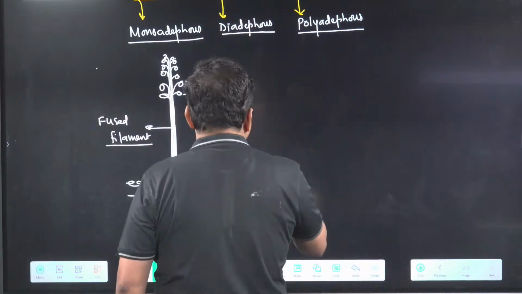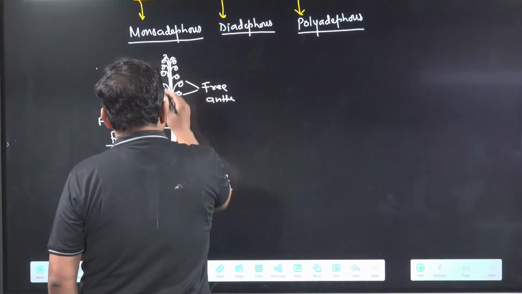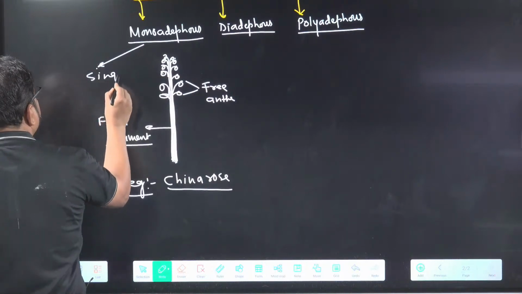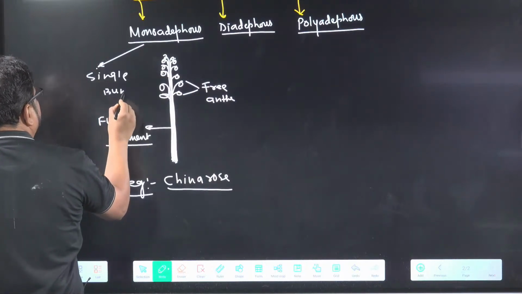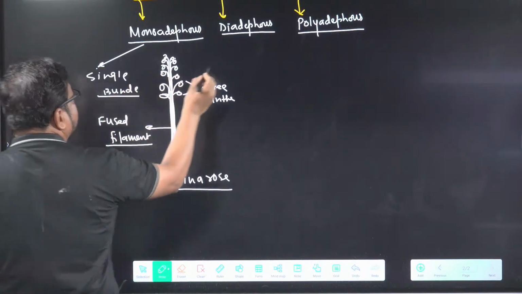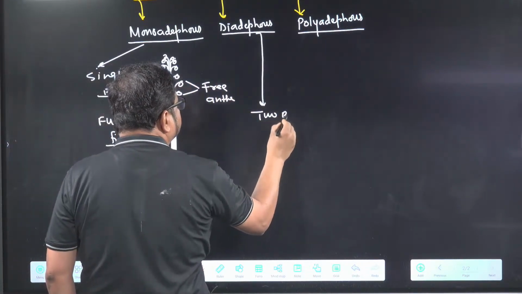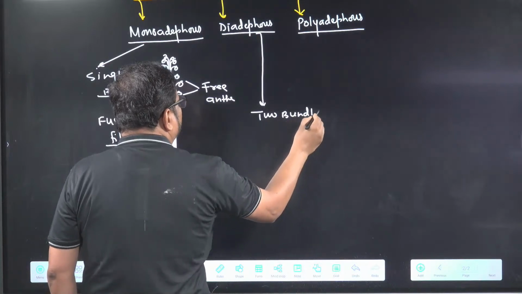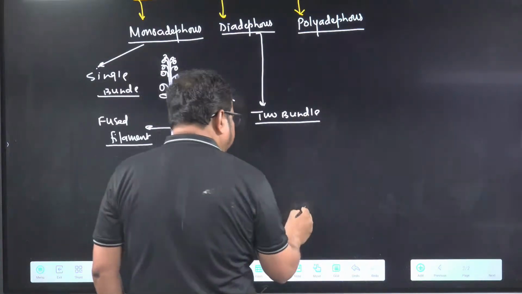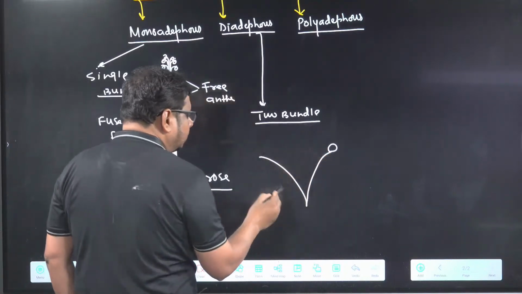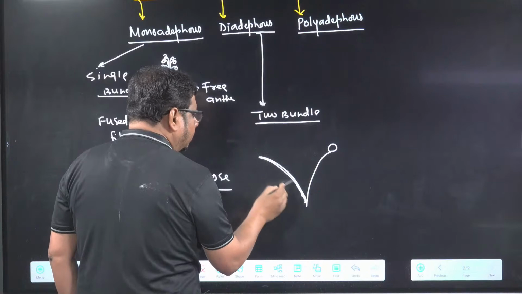Now we are coming to the diadelphous condition. Mono means how many bundles? Single bundle. Stamen is forming a single bundle. Now diadelphous, how many bundles? 2 bundles. Let me draw an example diagram for it. See, this is one anther, and here it is thick.